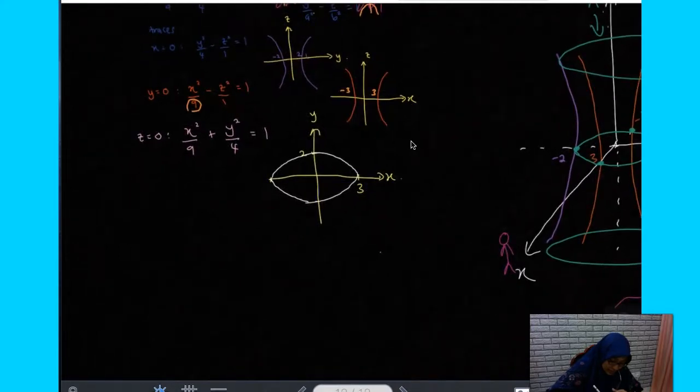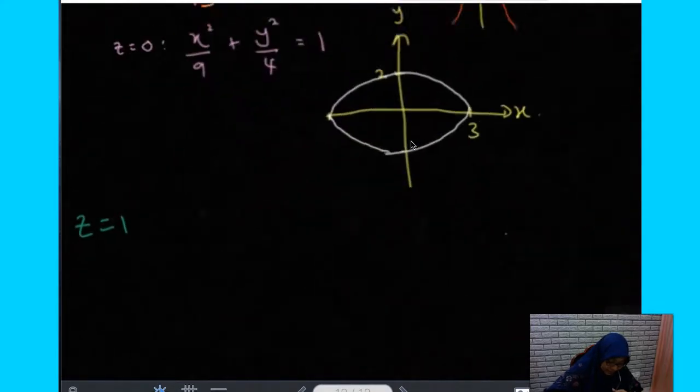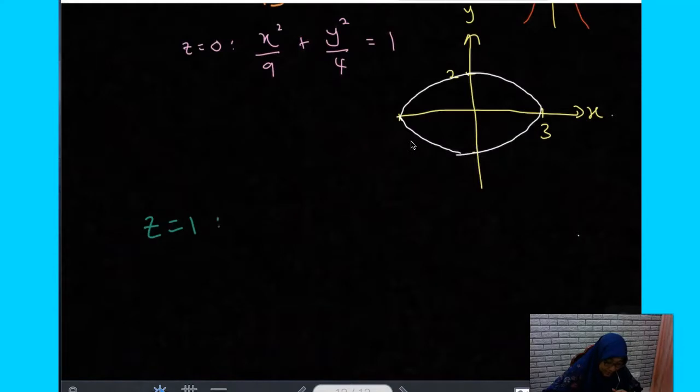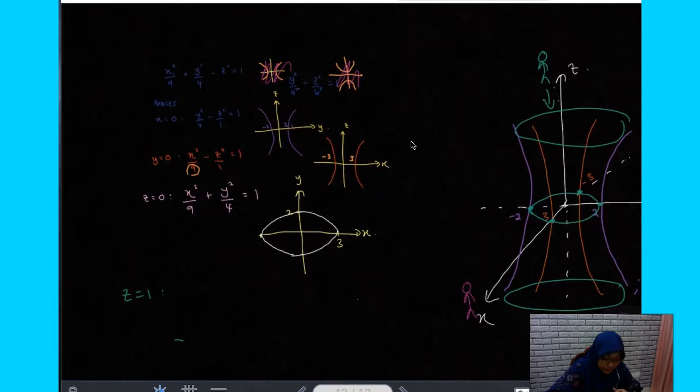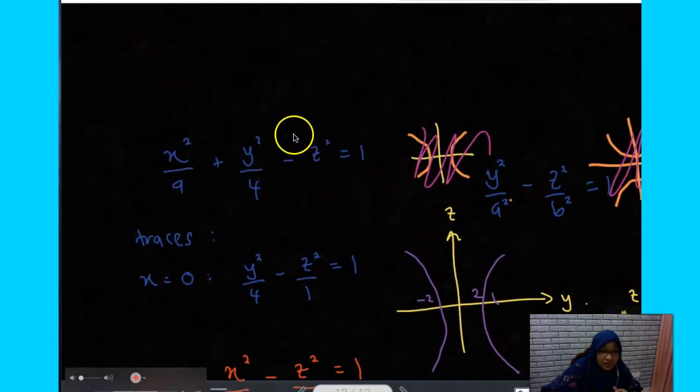So at z equal to 1, what is the function or the equation becomes? So you have to refer to the original expression here, and we set z equal to 1.